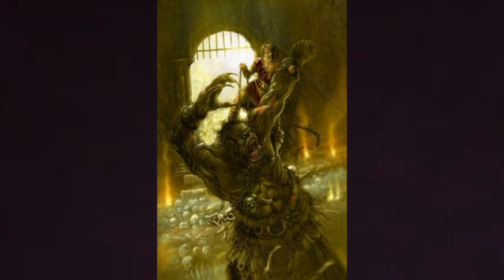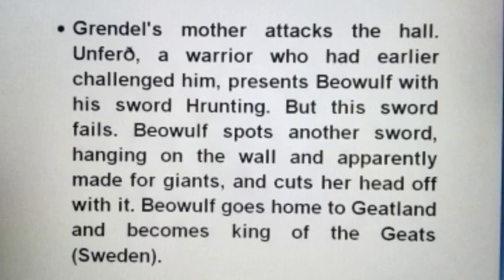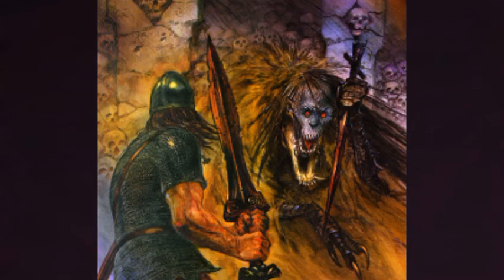In the second battle, Grendel's mother attacks the hall. Unferth, a warrior who had earlier challenged him, presents Beowulf with his sword. The name of the sword is Hrunting. But this sword fails. Beowulf spots another sword hanging on the wall, apparently made for giants, and cuts her head off with it. Beowulf goes home to Geatland and becomes king of the Geats, that means people of Sweden.